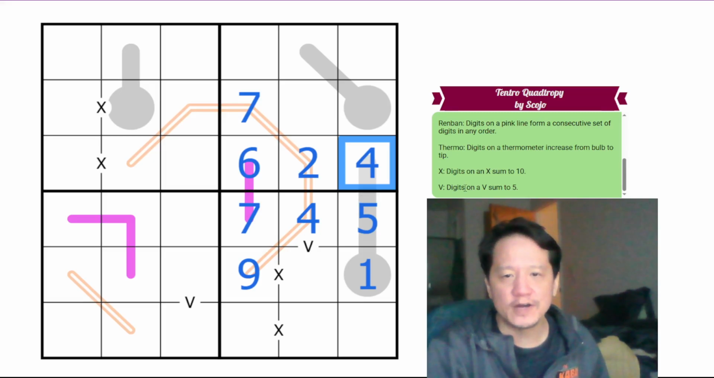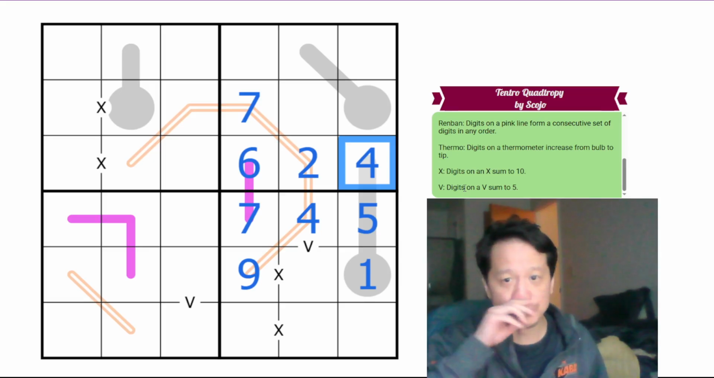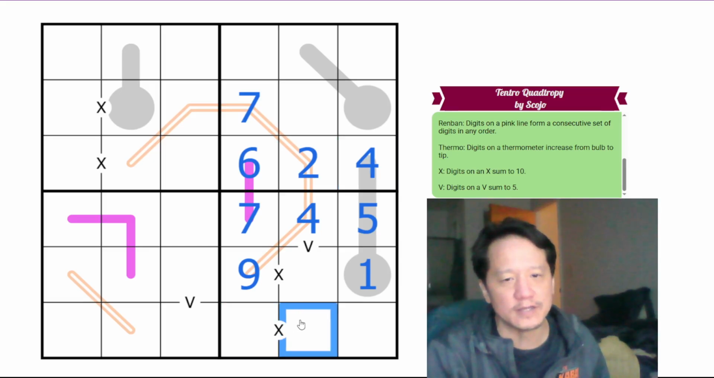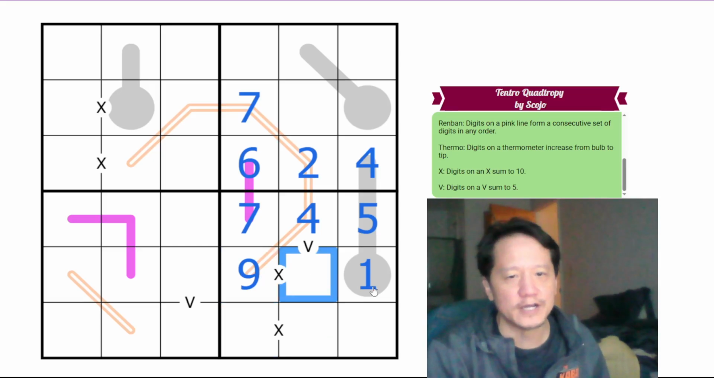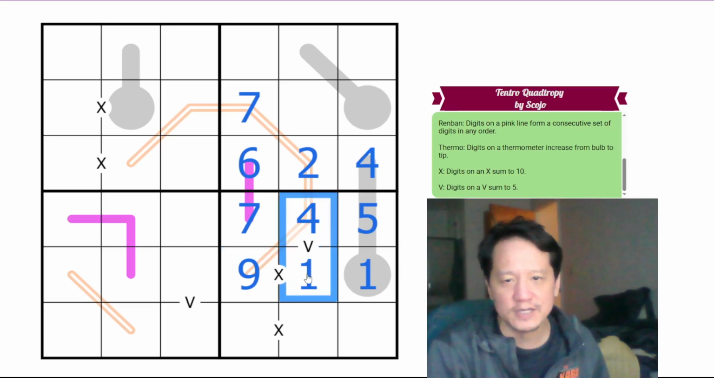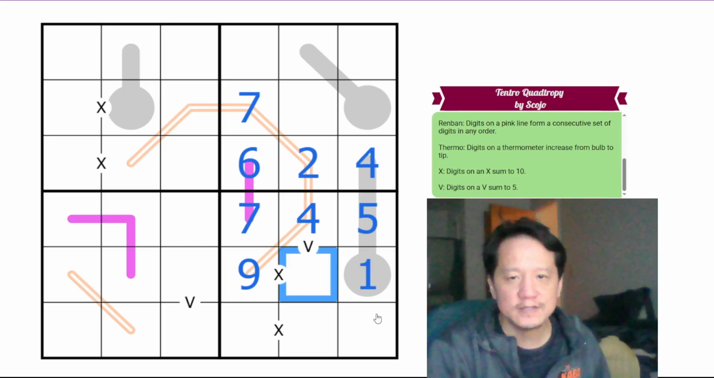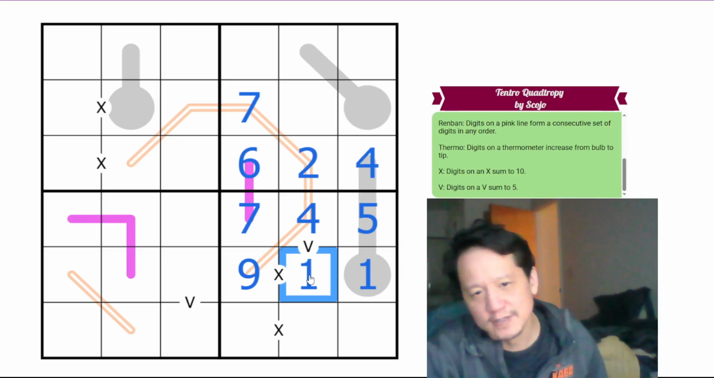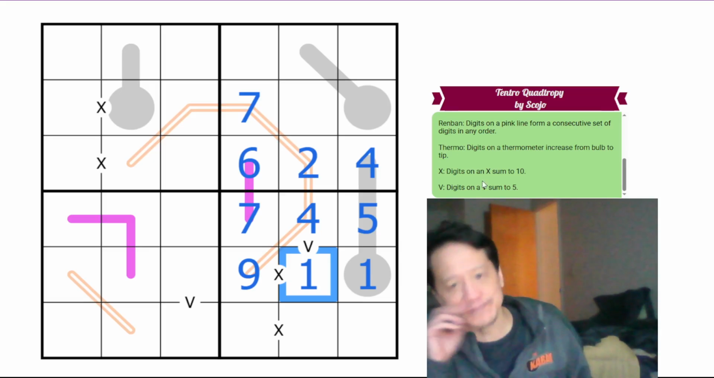We also finally have X's and V's, which are separate rule sets. For X's, digits on an X, or basically that have an X in between them, sum to 10. So if this were 9, this would have to be 1. And for V's, digits on a V sum to 5. So if this were 4, this would also have to be 1. Those are examples of how X's and V's work.